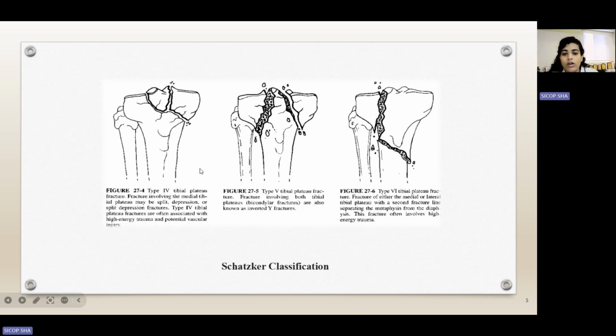Type 5 over here is due to the involvement of the lateral and the medial condyle. This is also called a bicondylar fracture, and you can see over here there's an inverted Y shape. Type 6 over here is either of the medial or lateral tibial plateau with a second fracture line separating the metaphysis from the diaphysis. All right, so these kinds of fractures are very complicated and mostly involve high energy trauma.